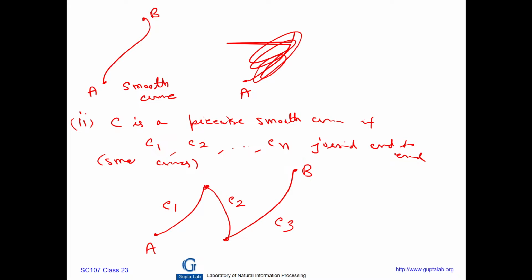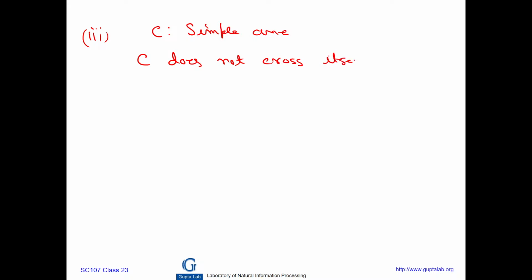Now we talk about simple curve. C is said to be a simple curve if C does not cross itself, except possibly at end points. I mean except possibly at t is equal to a and t is equal to b.